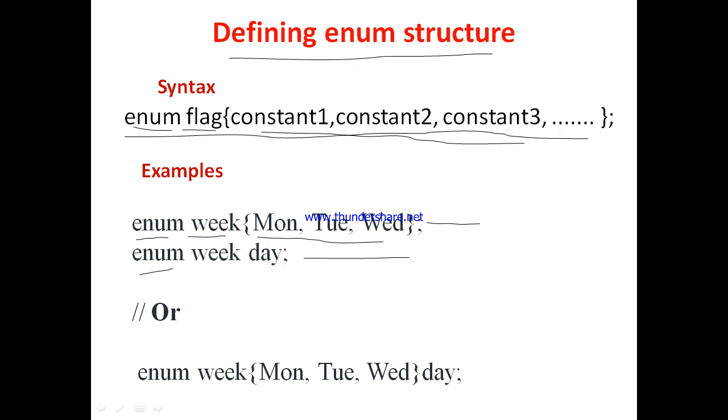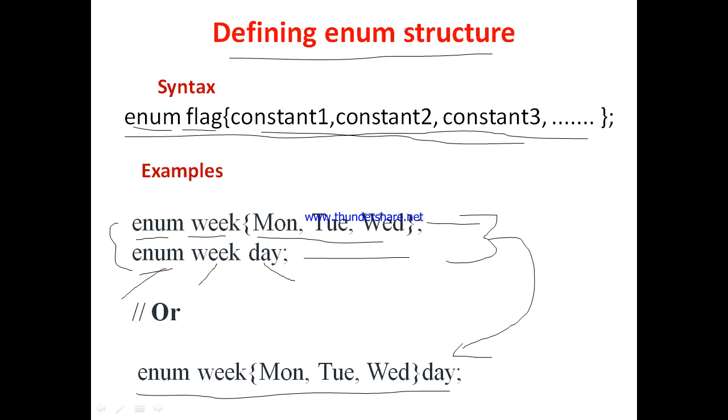Enum is a keyword, this is the enum structure name, and this is the enum variable. In this manner also we can define the enum structure, or we can define it in an alternate way: enum week, Monday, Tuesday, Wednesday, and day. Day is a variable of that structure. Instead of using these two lines, we can use a single line.